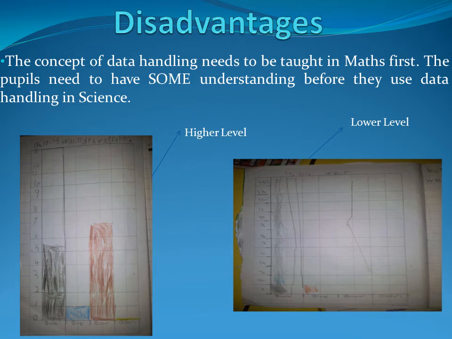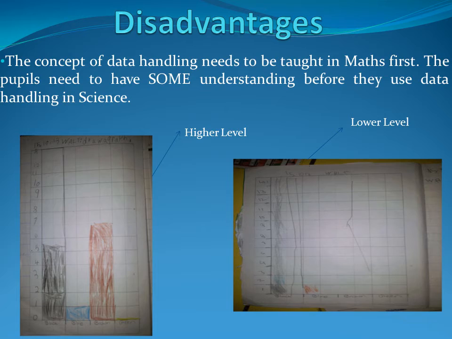I have included a few examples demonstrating very different pieces of work. As you can see, I've included a bar chart drawn by a pupil from a higher ability group, and I've compared this to another from a pupil from a lower ability group. The difference is very obvious, with one pupil demonstrating more understanding of the task than the other.